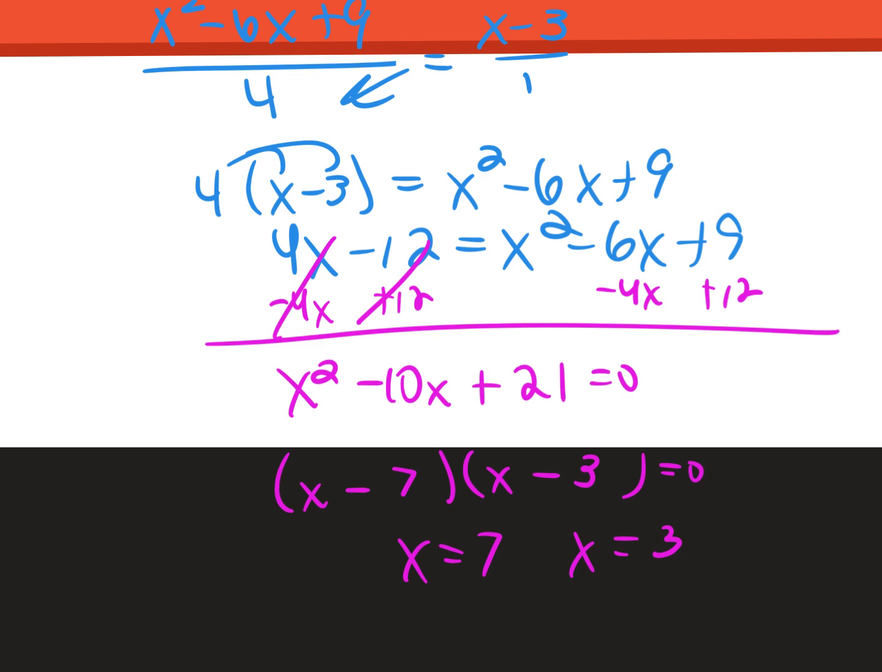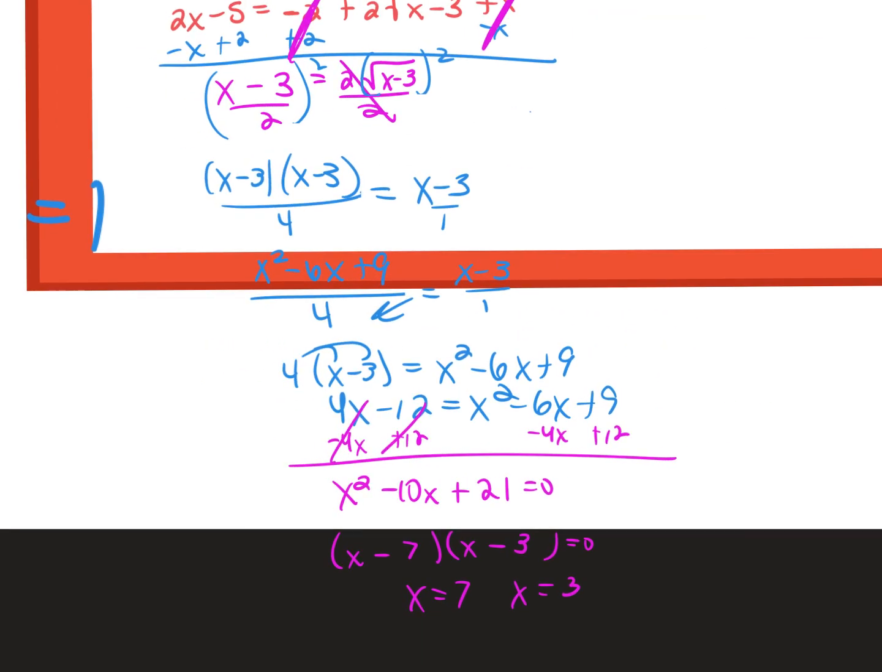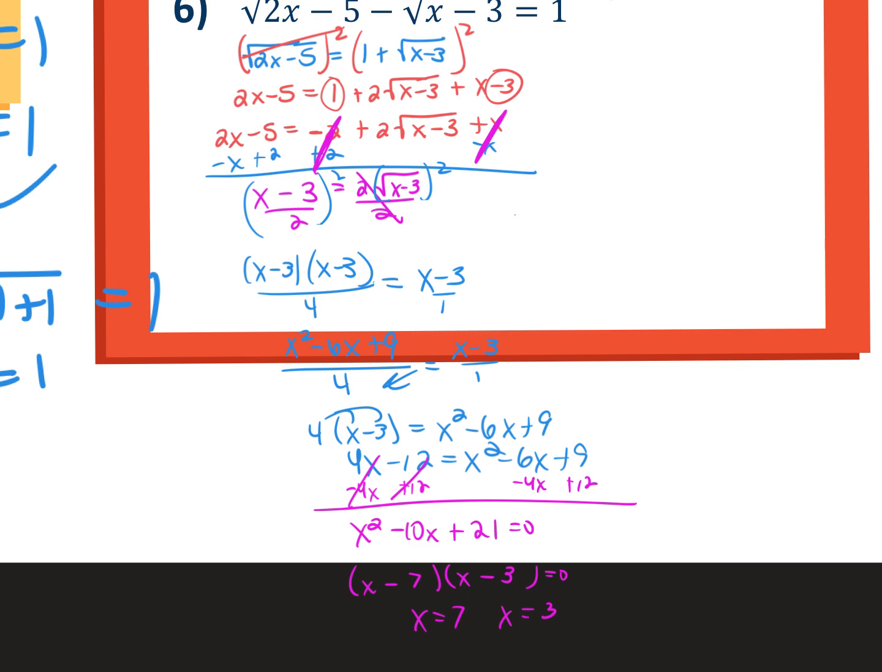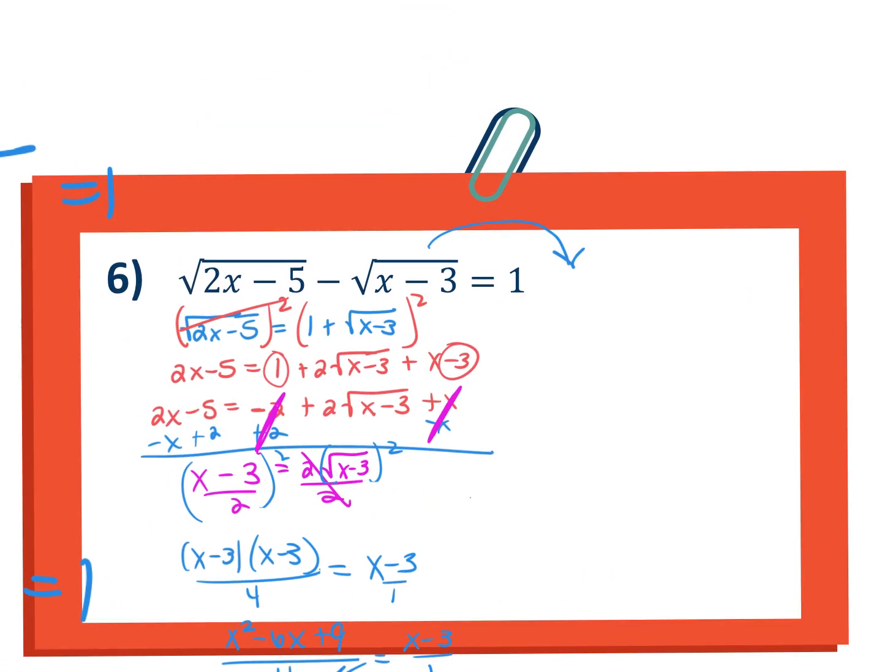Now, that's a long process, guys. So what do we need to do now? We need to go back and we need to check with 7 and 3. So let's try 7 first. So I'm going to say 2 times 7, minus 5, minus square root of 7 minus 3. Does that equal 1?